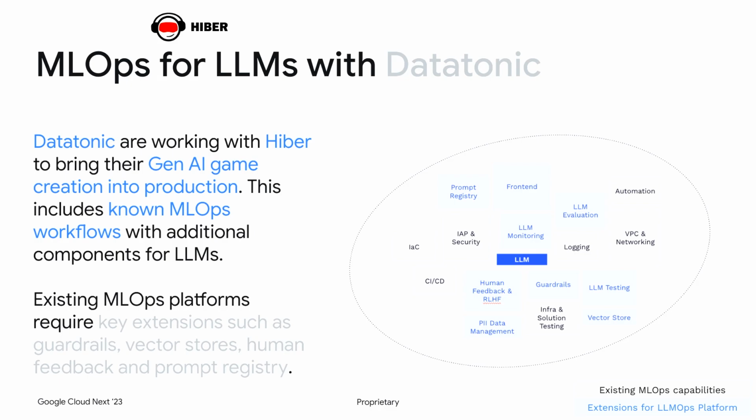You know, the required surrounding system to really actually get this into production, maintain it, and monitor it is just as important. And they really highlight some key extensions to MLOps, including guardrails, vector databases, human feedback, and maybe UX, user experience changes that are needed to really create that data curation pipeline, as well as prompt registries.